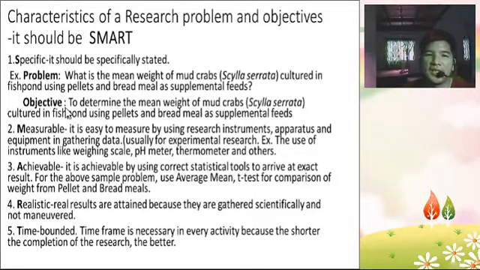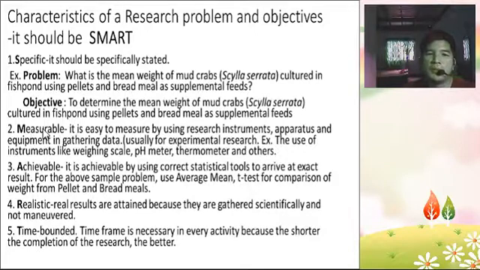Okay? Yung objective niya is to determine the mean weight of mud crab Scylla serrata cultured in fish pond using pellets and bread meal as supplemental feeds. So meaning to say, objective niya ay manggagaling mismo sa problem. Okay? So gagawa ka ng iyong objective. You want to determine the mean weight. So nakuha dyan mean weight of mud crabs cultured in fish pond using pellets and bread meal as supplemental feeds. Okay, so this problem and objective should be specific. Kailangan eksakto at kailangan precise.